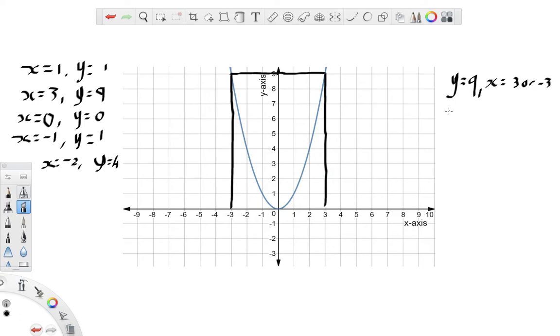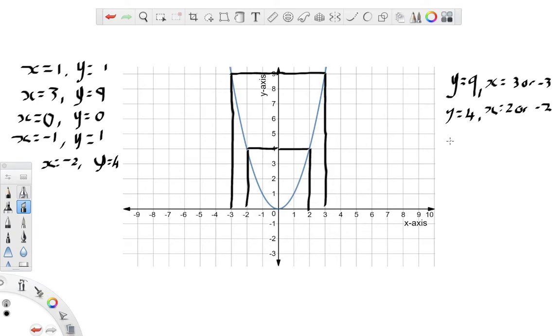Okay, so let's try another number. So how about when y is equal to 4? Well, we find 4 on our y-axis, we draw across to the curve, down to our x-axis, so we find that x there is equal to 2. But again, we can go left to our curve, so here and then down, and we find that it can be also equal to -2.